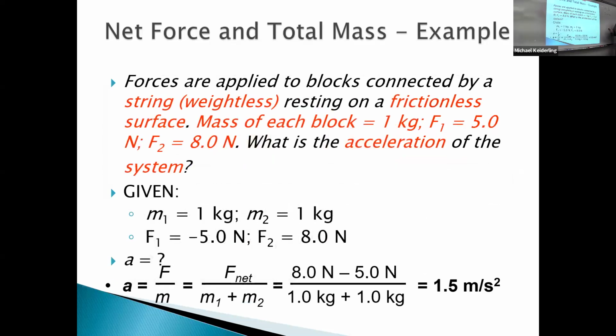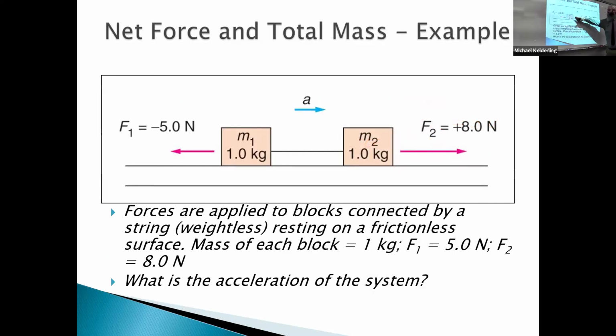The forces are applied to blocks that are connected by a string. They're resting on a frictionless surface, so we don't need to worry about friction. We really are only interested in the forces horizontally here. The vertical forces all cancel out.